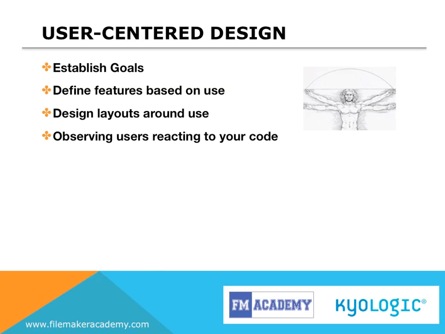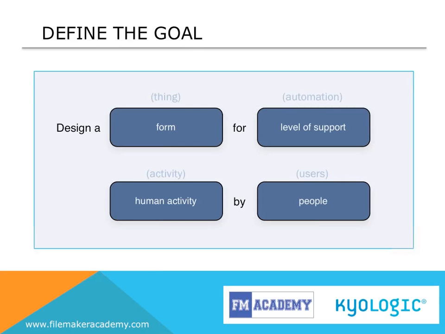So there's 4 stages: establish goals, define features, design layouts, and observe. So let's talk about them. The first one comes from Heather Winkle, and this is a great little reminder and something that's really helpful, whether you're designing something big like an application, or something like a module, or even a part of an application.